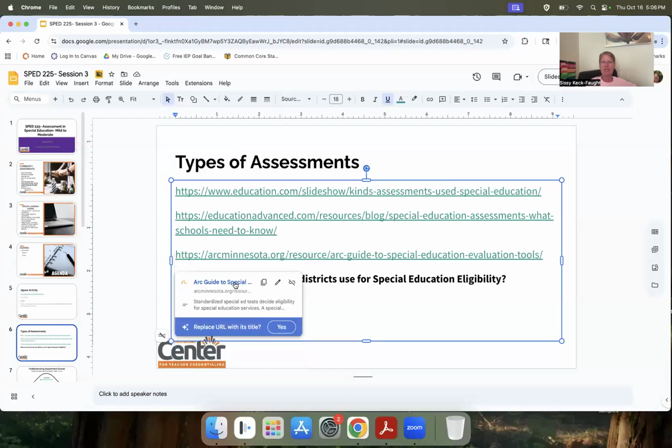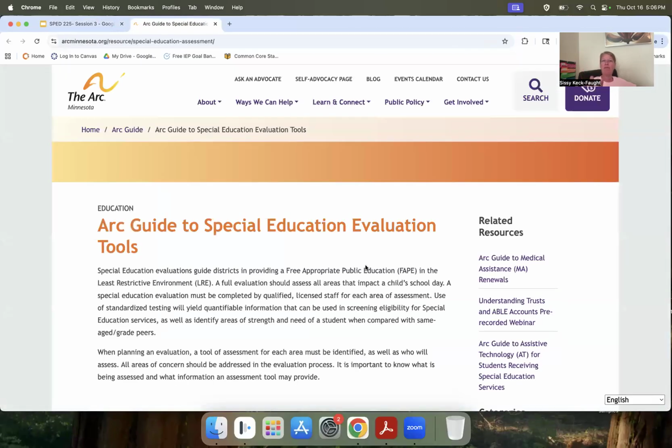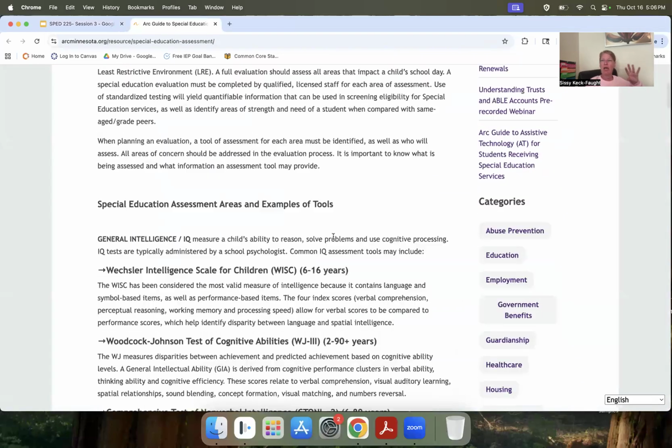But the one that I want to touch on even more would be this page here. Yes, it is out of Minnesota, but it does a really great job, especially for those of you who are just starting out. Maybe you haven't done too many triennials yet, or you want to look at students' triennials to gain some information. And all of these acronyms, all of these tests, you might not know what they're for, this is a great resource for that.